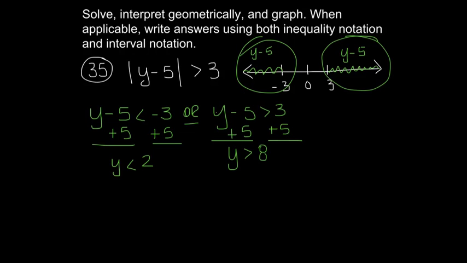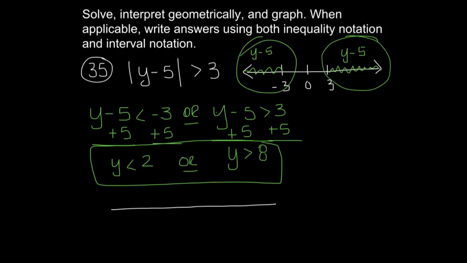So my two possibilities are that y is less than 2 or y is greater than 8. This would be the inequality notation. If I wanted to graph this, I'm unioning these two together. These two sets are being joined together because I can take my solution from either or. There's my 0, there's my 2, there's my 8.